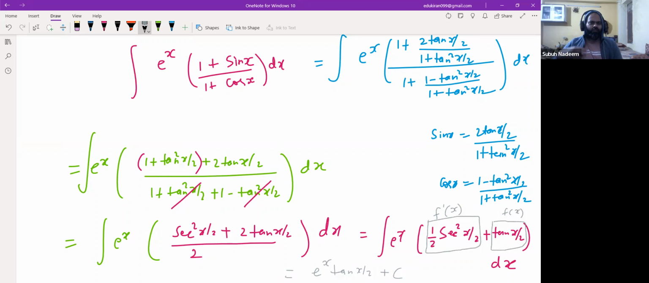So why did we think like this? Because sin x and cos x are not making any combination. So we thought, suppose we take both in the same terms, that is tan x by 2, then we can do this. Most of the cases when we try to make them into the same term, we use tan x by 2.